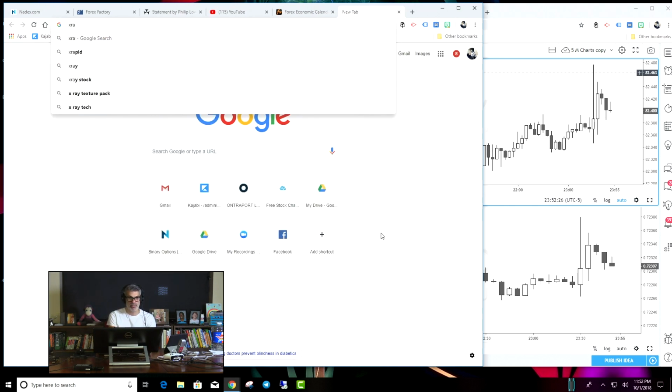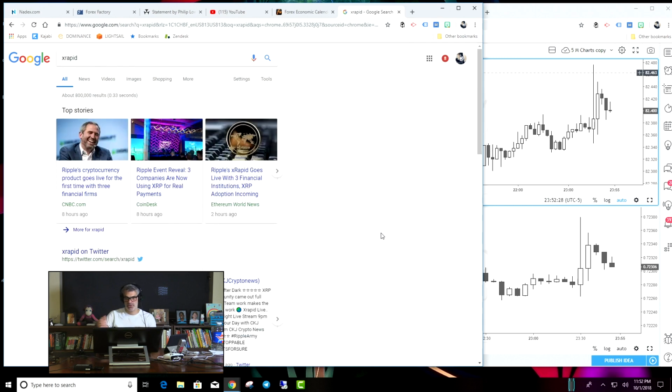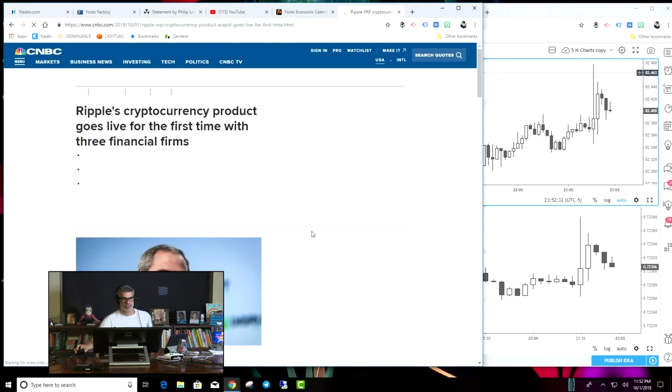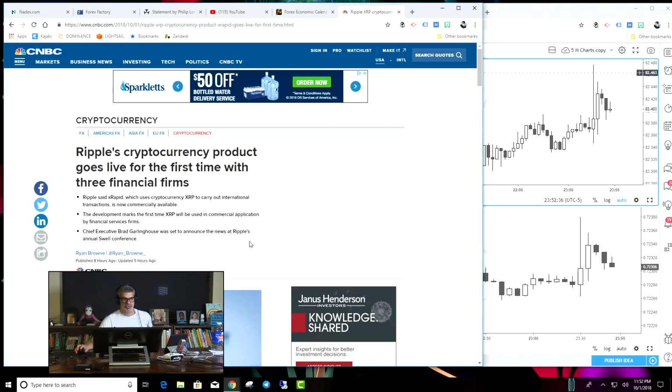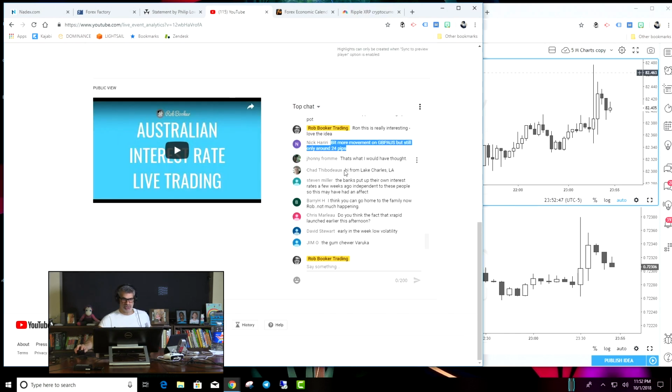Oh, that's the Ripple thing. Ripple's cryptocurrency product goes live for the first time with 3 financial firms. It uses the cryptocurrency XRP to carry out international transactions. Yeah, as anyone who's ever wired money around the world can attest to, it's a pain in the butt.